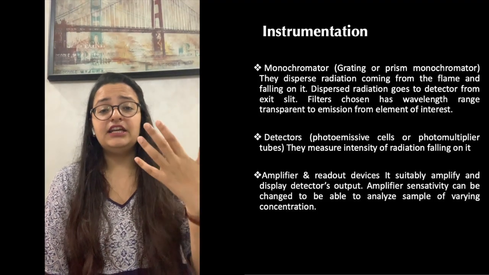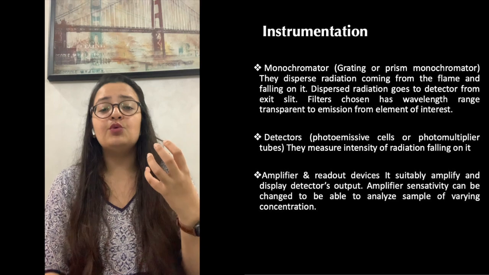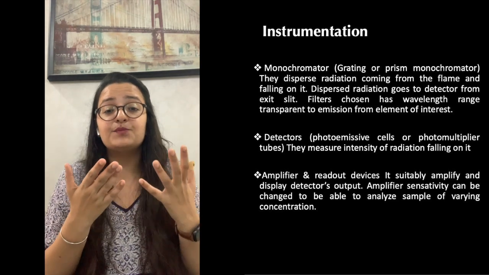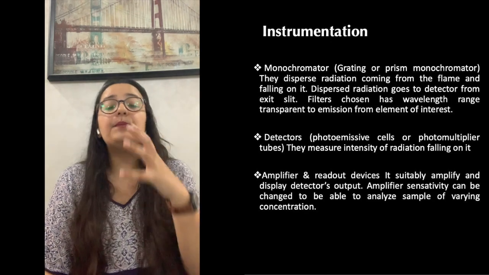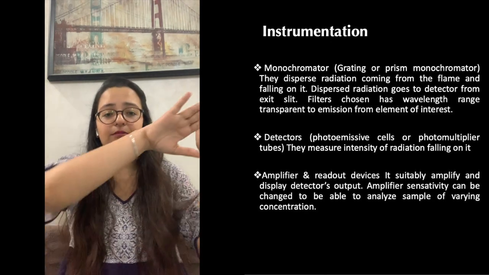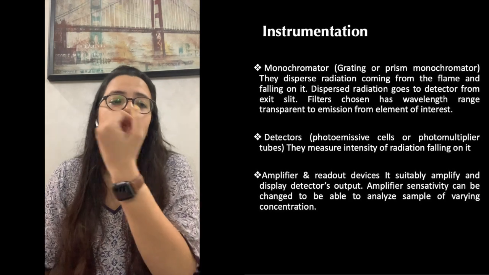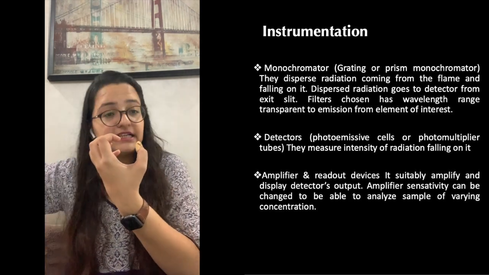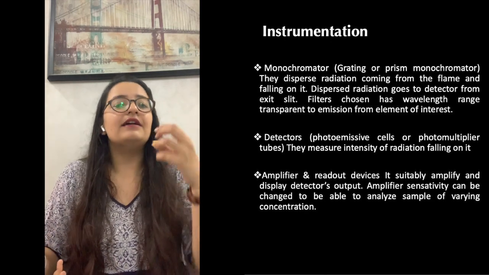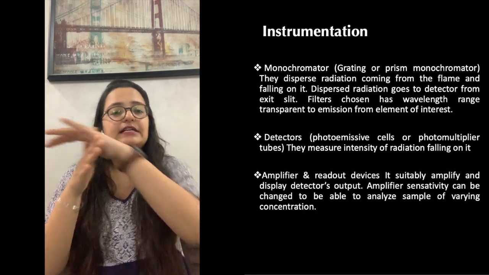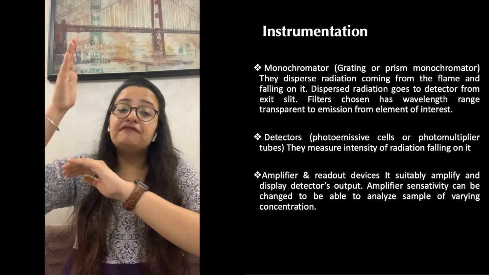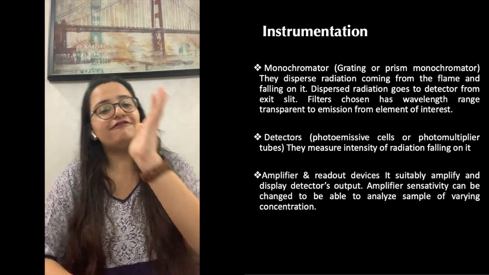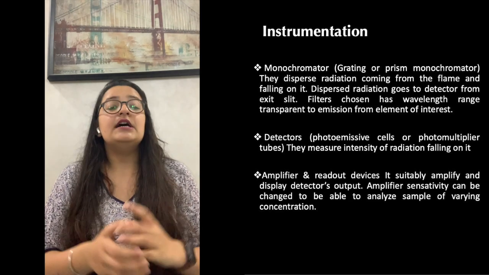Monochromator: in UV spectroscopy you are familiar with this word, right? It disperses the radiation coming from the flame, and the dispersed radiation goes to the detector from the exit slit. You know about the slit, right? Filters have a wavelength range transparent to the emission from the element of interest.